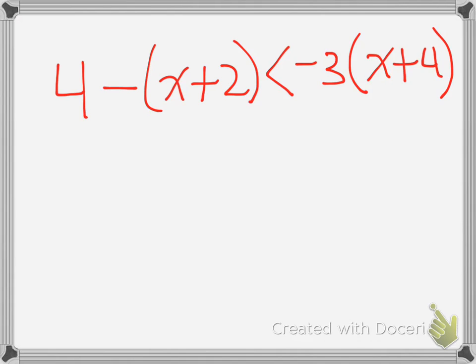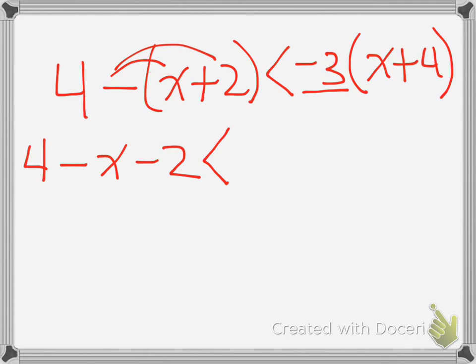The first thing I would do is take care of this little negative sign right there and distribute that throughout my equation. So I would end up with 4, and when I distribute that out here, I have a minus x and a minus 2. And then, because it goes to both places, and that's going to be less than, I would distribute that negative 3 throughout this thing here, and that gives me a negative 3x minus 12.